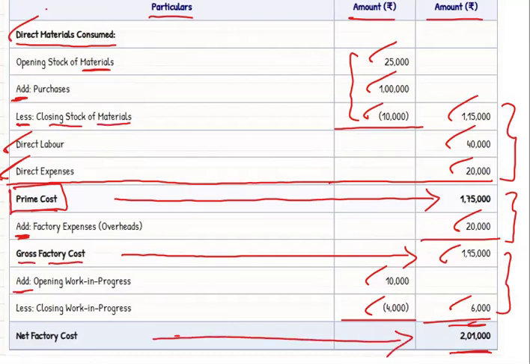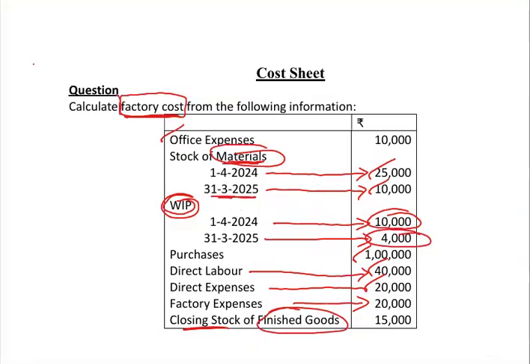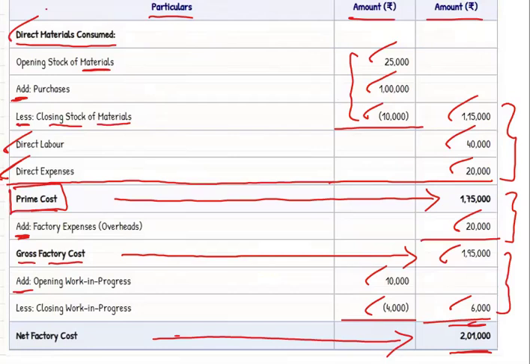In this question, only factory cost is asked. Therefore the information on office overheads, office and administration, is ignored. After work cost, the office and administration expenses will be added, but that is not relevant here since the question asks only for factory cost. Therefore, the factory cost in this question is 2,01,000 rupees. This is the solution of this question.